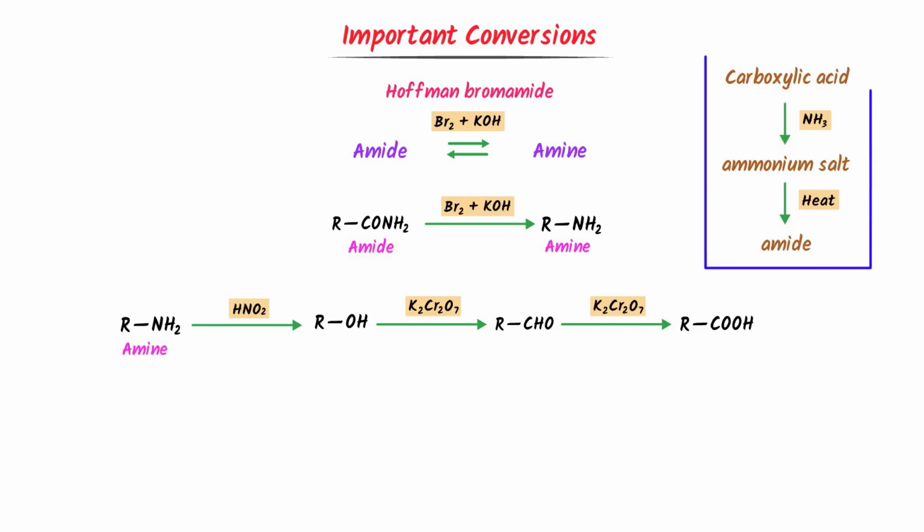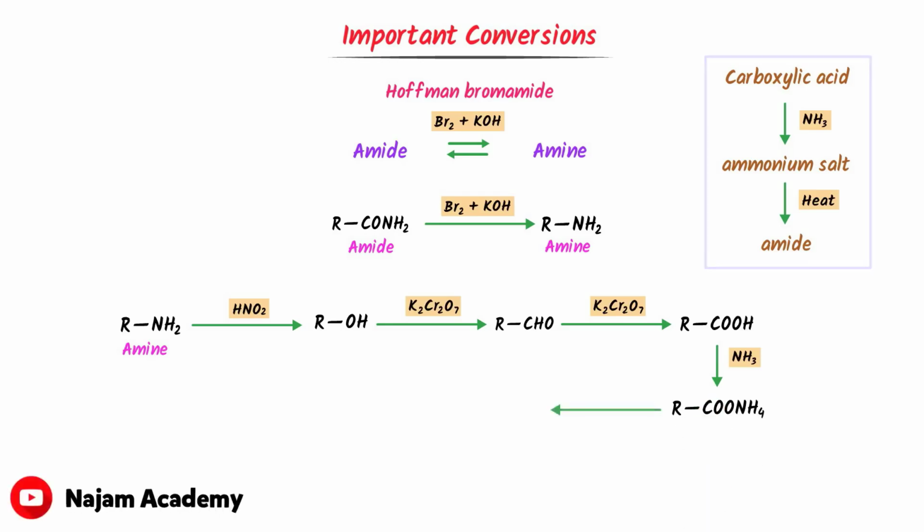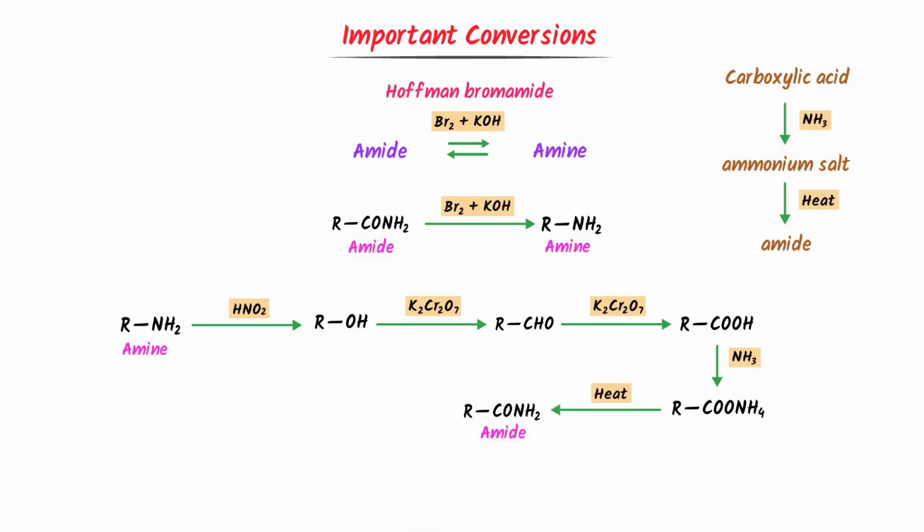Now according to these steps, I add NH3 to carboxylic acid. I get a salt of ammonium. I heat this salt of ammonium. I get this amide. Thus we convert bromide to amine if we add Hofmann bromamide reagent to it.